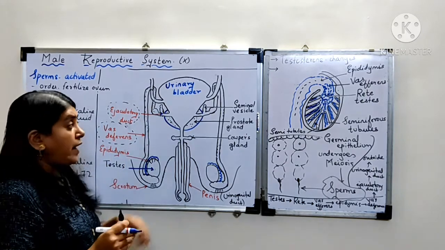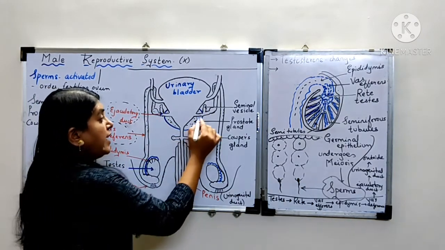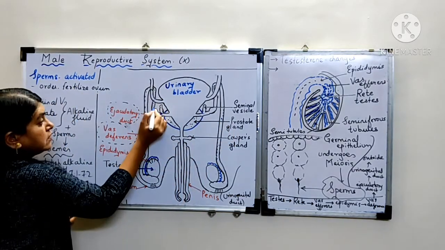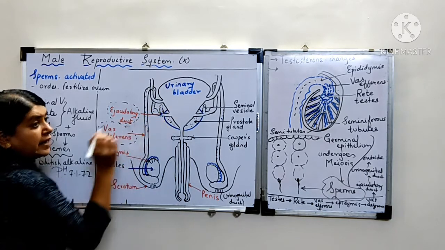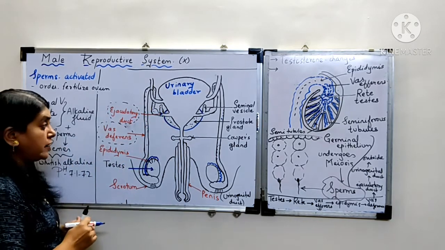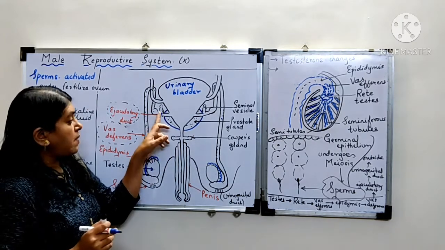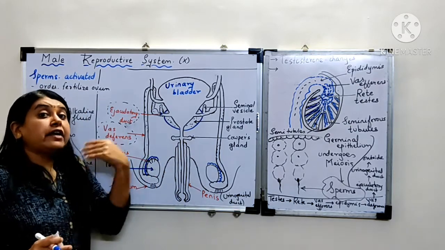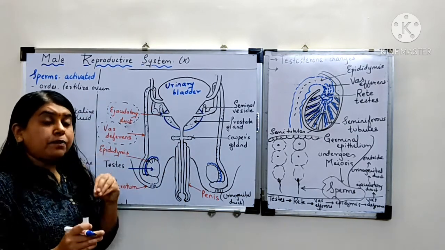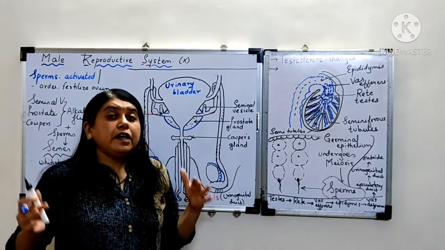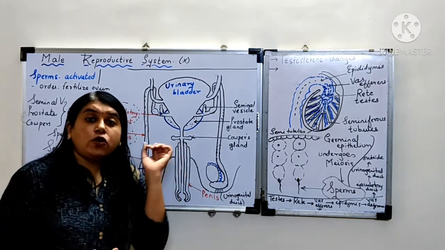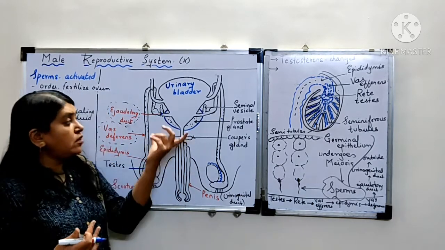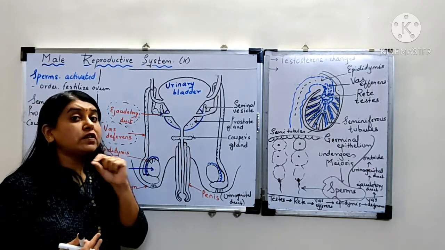It is formed by the seminal vesicle and a part of the vas deferens. See, this is a vas deferens. It is formed by seminal vesicle and vas deferens. It is the ejaculatory duct. So the secretions of seminal vesicle, prostate and Cowper's gland help in the activation of sperms. They help the sperms become more energized in order to fertilize the ovum. It requires energy. So this energy is provided by the secretion of the glands.